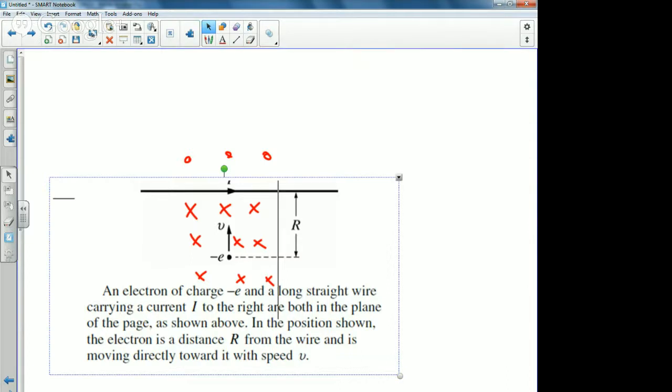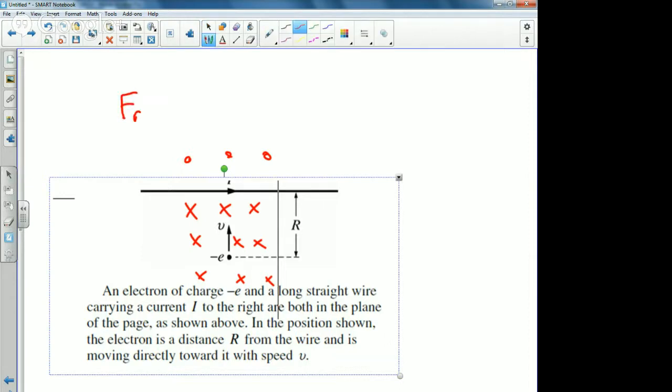Now when we look at the electron though, we're looking for the force on the electron. That's our left hand. So everyone should be holding up their hand, thinking about this. The electron's going up the page, but the magnetic field's going into the page. So therefore, the force is going to the right.